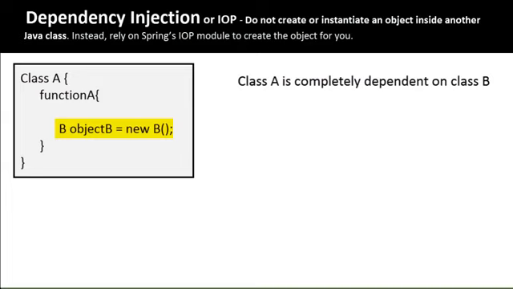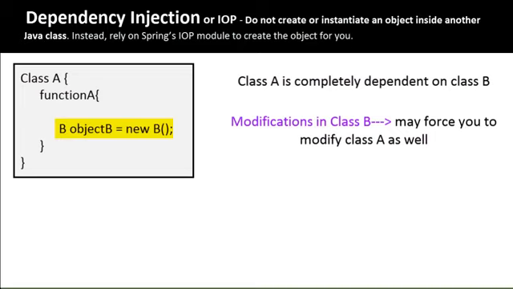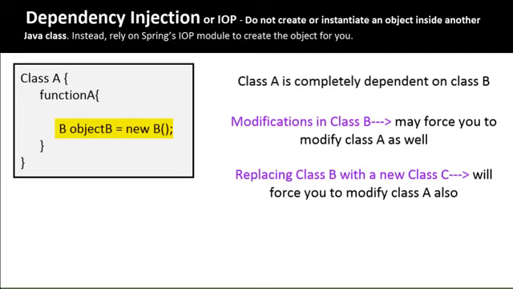dependent on class B. In future, if a developer is going to modify class B for some requirement purposes, let's say he modifies the number of parameters he uses for the constructor of class B, he may need to modify class A as well. And if any developer writes a better version of class B which provides more functionality with the name C, and the project team decides to replace class B with the new class C, then you will need to modify class A as well. For this, you will need to modify class A wherever you are creating object B with an object C.